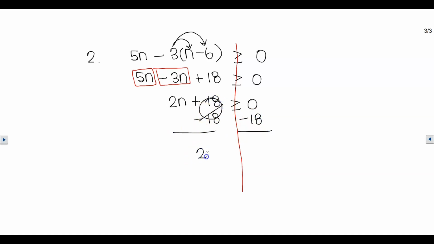That gives me 2n is greater than or equal to 0 minus 18, which is negative 18. Undo multiplying or dividing. On this problem, I need to divide both sides by 2. Is it a flipper? No, because I divided by a positive number. So I get n is greater than or equal to a negative 9.